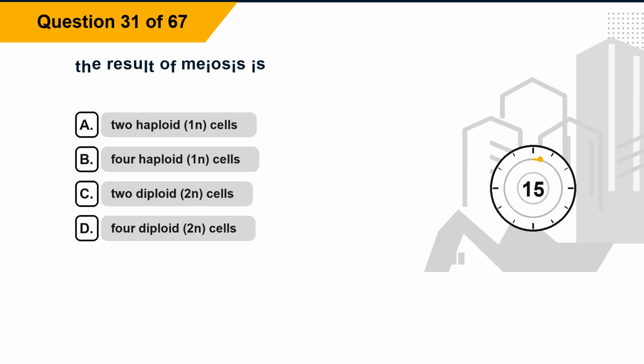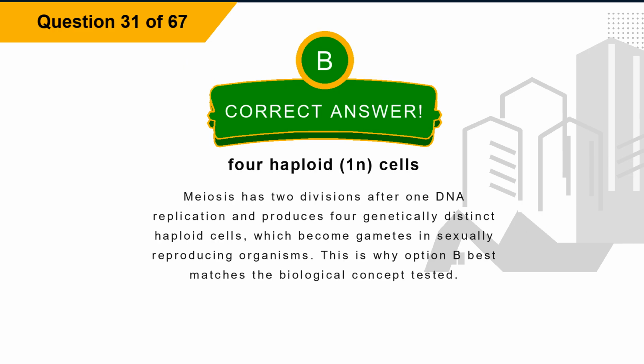Question 31. The result of meiosis is Option A, 2 haploid, 1N, cells. Option B, 4 haploid, 1N, cells. Option C, 2 diploid, 2N, cells. Option D, 4 diploid, 2N, cells. The correct answer is option B, 4 haploid, 1N, cells. Explanation. Meiosis has 2 divisions after 1 DNA replication and produces 4 genetically distinct haploid cells, which become gametes in sexually reproducing organisms. This is why option B best matches the biological concept tested.